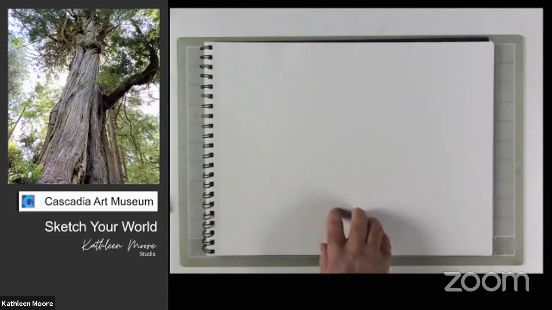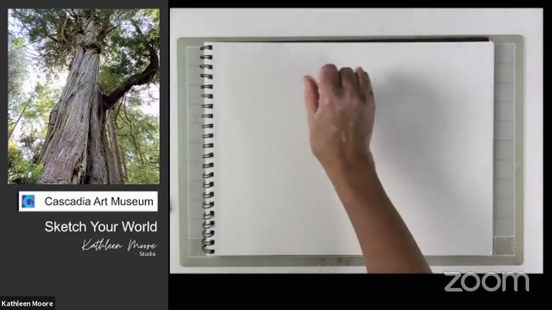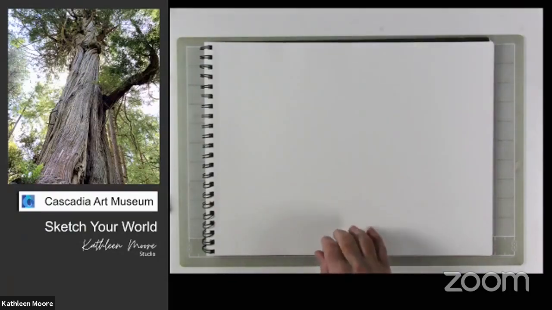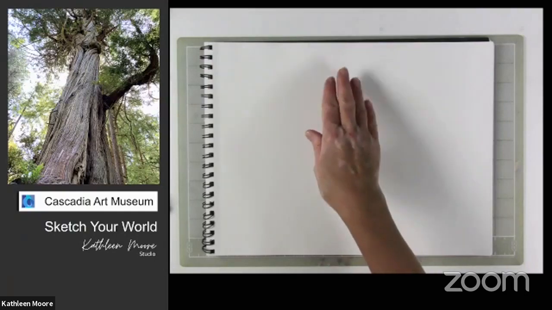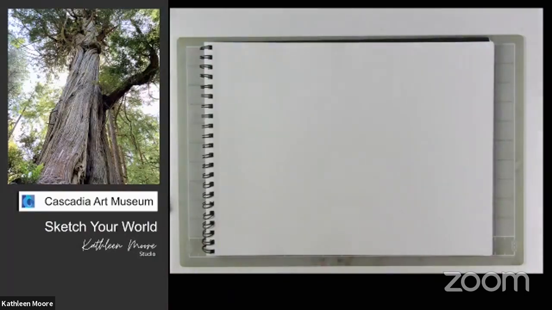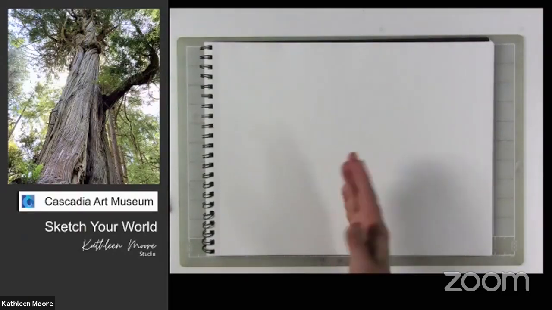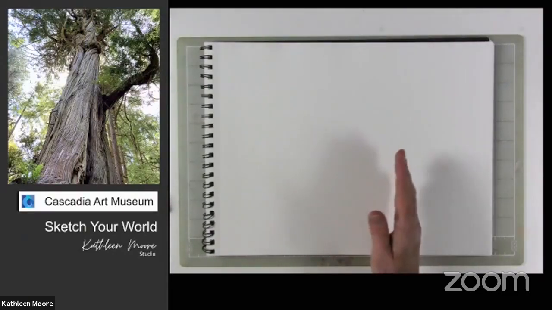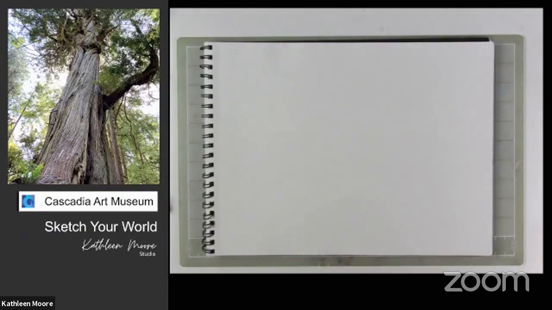And what I'm going to do is start out with a sketch to show you how you can capture the liveliness of a particular tree or anything that you're drawing, really, and then go a little bit farther and think about it as more of a full drawing in case you wanted to take that sketch and move it into more of a developed drawing.